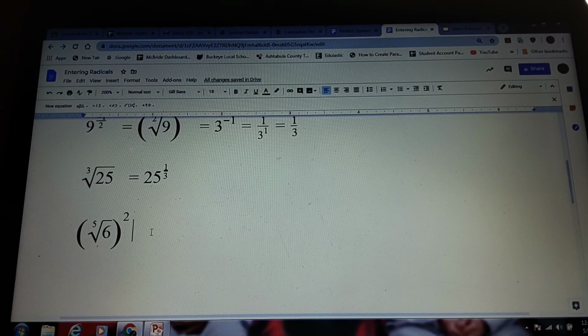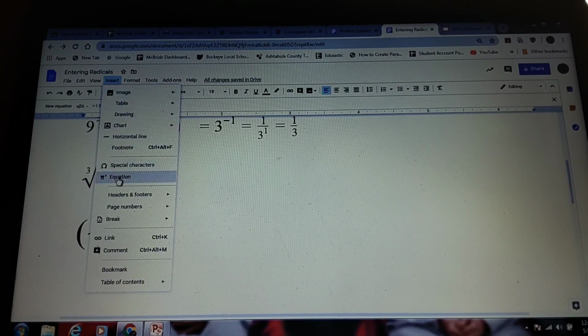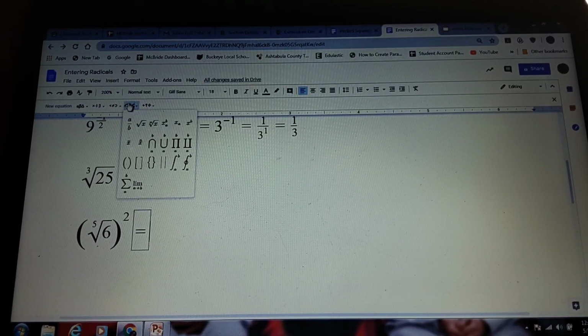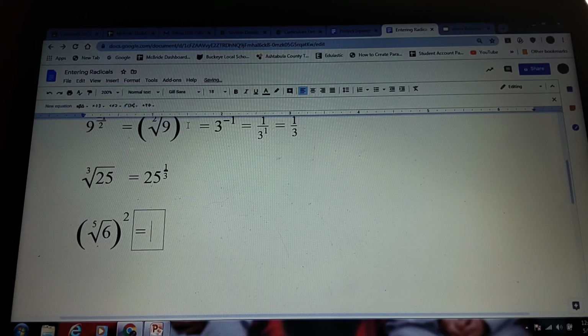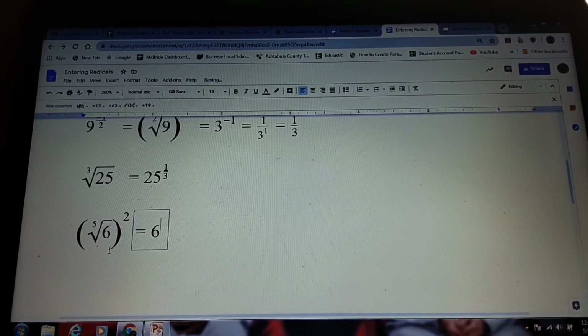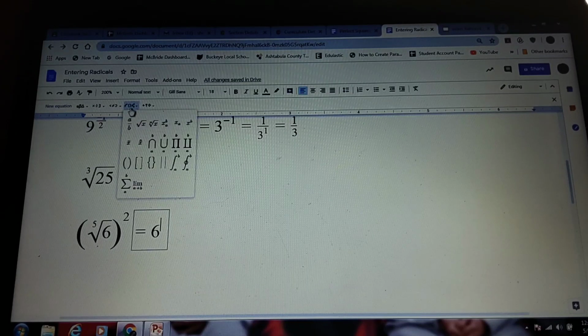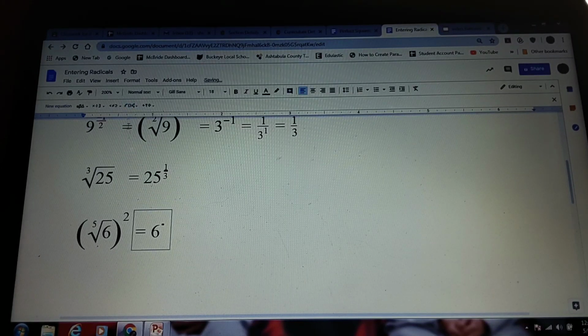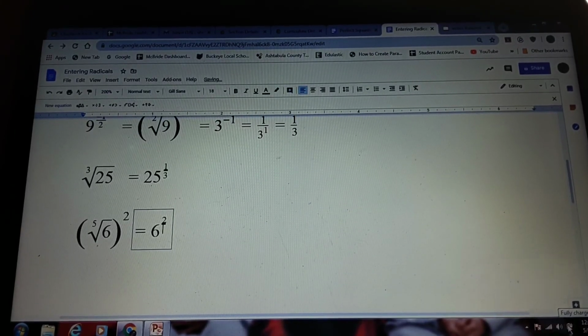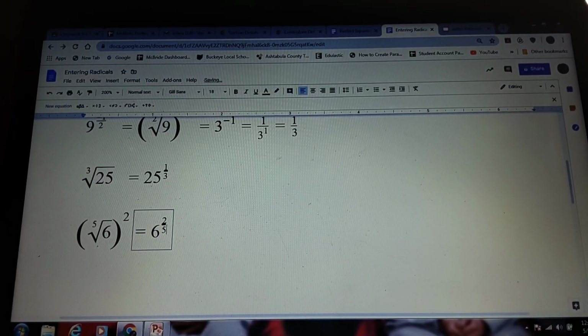Okay, let's try that again. So we're going to hit Insert, Equation, equals, and then X to the B. Our base is 6, right arrow over. Now that we're in the exponent, go to the math toolbar, hit A over B. My power is my top number 2, right arrow over. My bottom number is my index 5. And you're done.